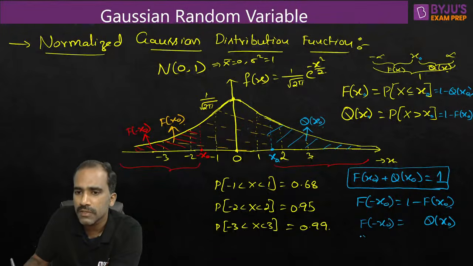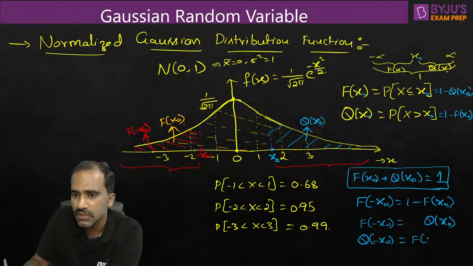Very simple stuff. Similarly, can you tell me how about q of minus x naught? Q of minus x naught, in the similar manner you can understand, no? See this one, if you replace x naught with minus x naught, you can understand that q of minus x naught is same as f of x naught. And f of x naught can be written as 1 minus q of x naught. See this? Very simple stuff.